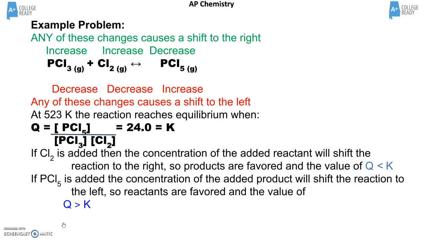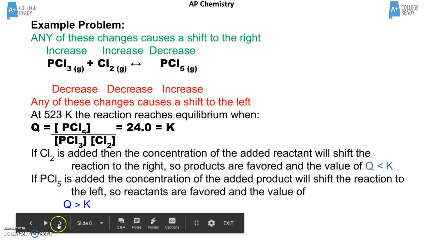And I notice that my Q value is going to be less than K when what happens? Well, if I add chlorine, it's going to shift, right? If I add more PCl5, I've added more product, therefore it's going to shift to the reactant side. Q will be greater than K.